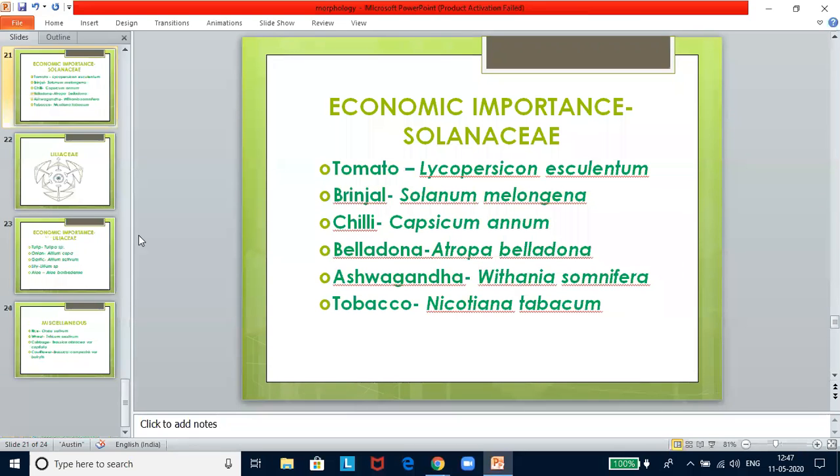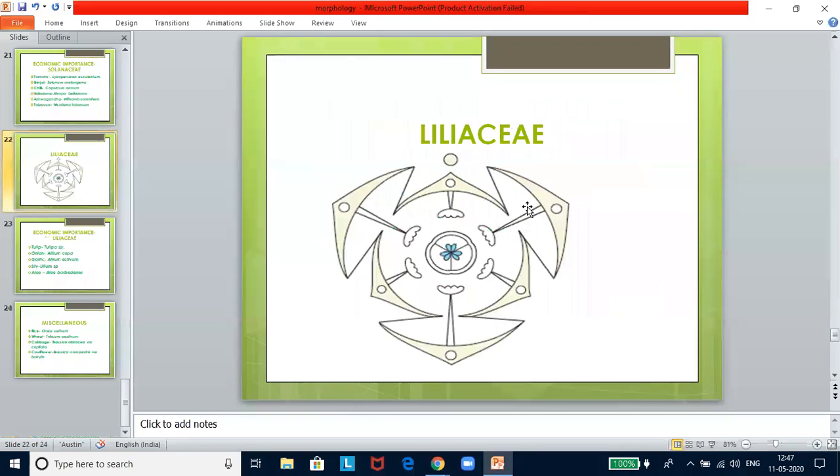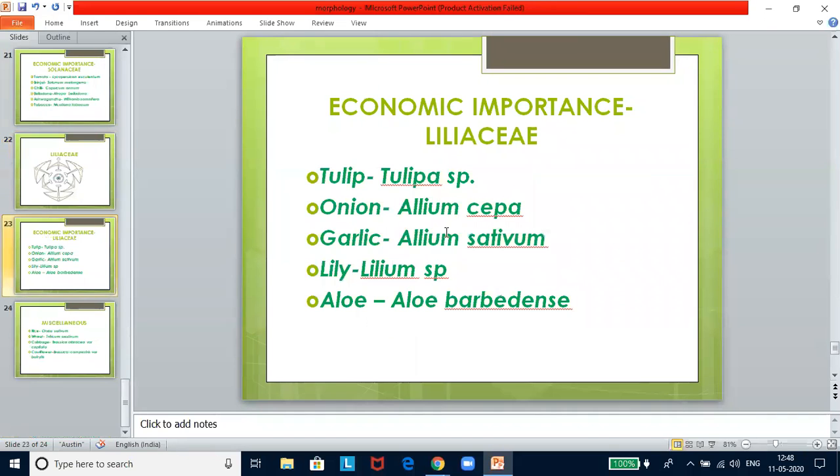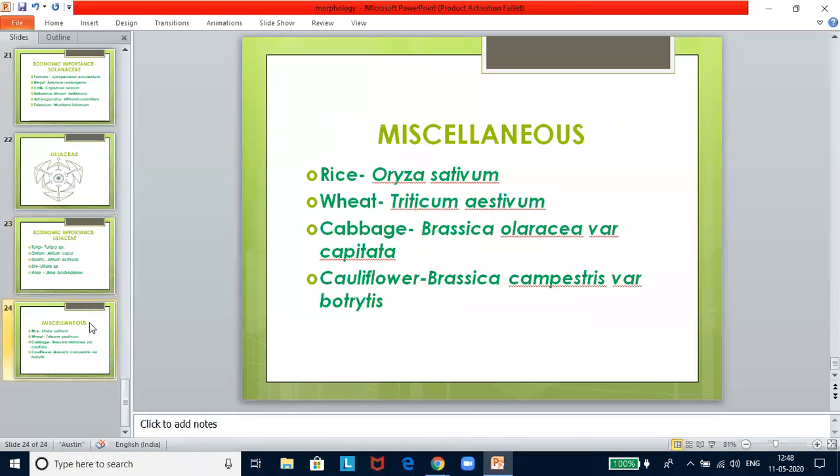Okay, now let me go to the Liliaceae. This is the last family. So this is the floral diagram of the Liliaceae family. And now the economic importance, tulip, Tulipa species, onion, Allium cepa, garlic, Allium sativum. These two you have to learn the botanical names, children. Lily, Lilium species, aloe, Aloe barbadensis. Now I'm also giving you miscellaneous names. Please have a look at it and make a note.